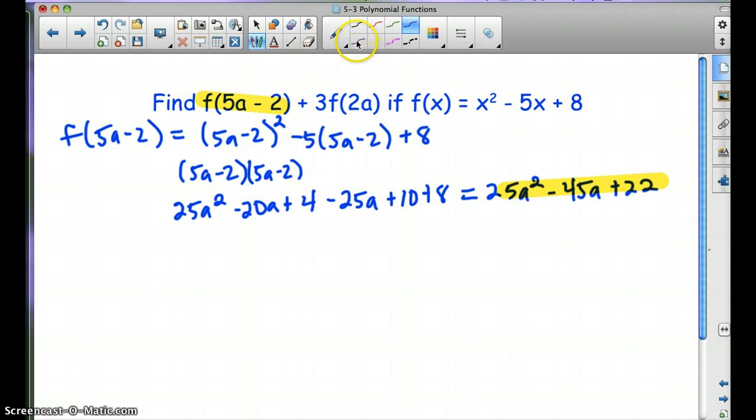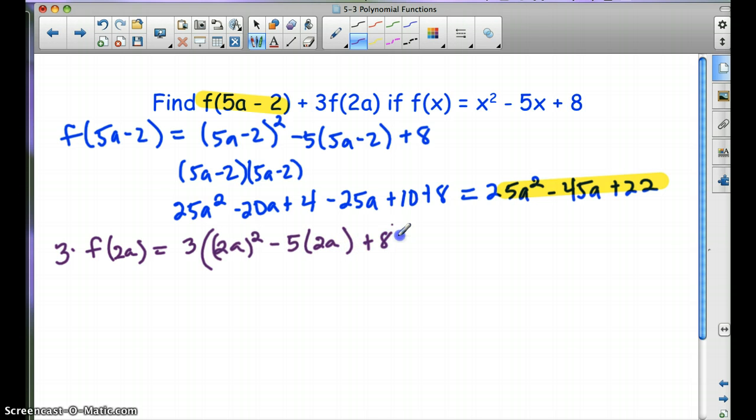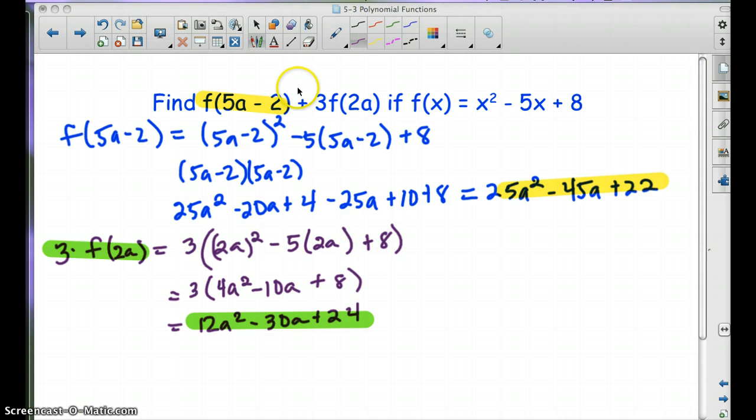Now we've got to figure out the second part, 3 times f of 2a. Let's plug in 2a for every x that we see, and I'm going to put big parentheses around it so I know I'm multiplying. So it's going to be 2a squared minus 5 times 2a plus 8. Why don't you pause the video and see what you come up with. You should get 12a squared minus 30a plus 24.